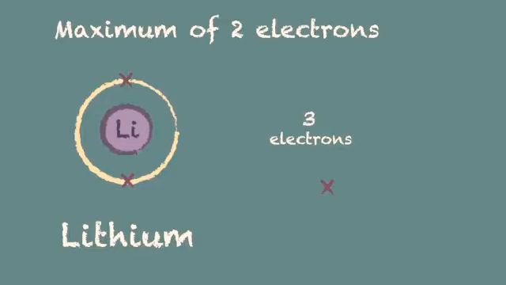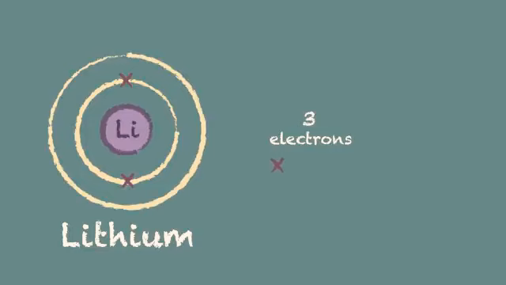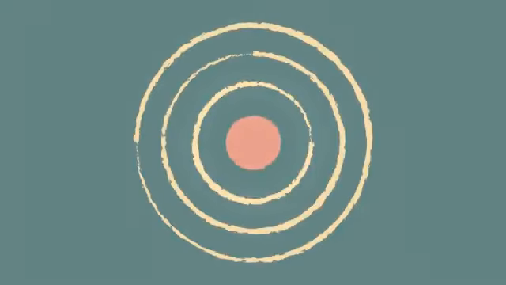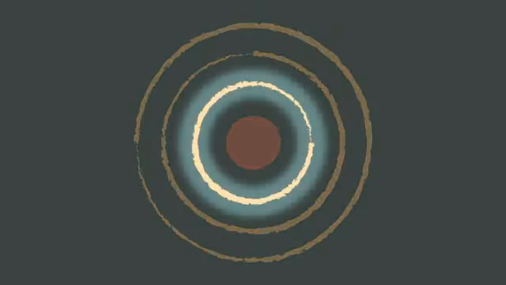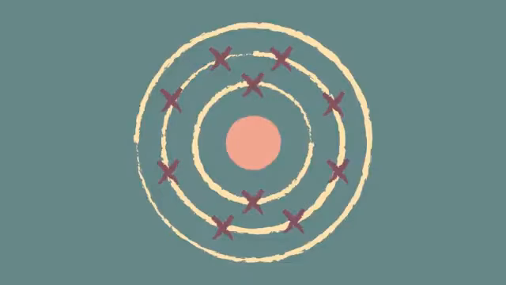The third electron, therefore, must go into the next shell, which we draw as a larger circle around the outside of the first. And that completes the electronic configuration of a lithium atom. The same process of filling up shells applies to larger atoms. You always start with the lowest available shell, and whenever a shell is full, the next electron to be added goes into the next shell. And that's pretty much it.